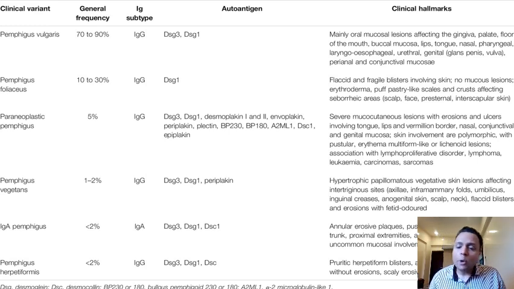So severe mucocutaneous lesions with erosions and ulcers involving even the tongue. Vermilion border involvement is very classical. Nasal, conjunctival, genital mucosa involvement. Skin involvement is polymorphic. You will have EM, erythema multiforme-like targetoid lesions. You can have lichen planus-like lichenoid lesions. So the polymorphic lesions are telling you that it is actually paraneoplastic pemphigus.